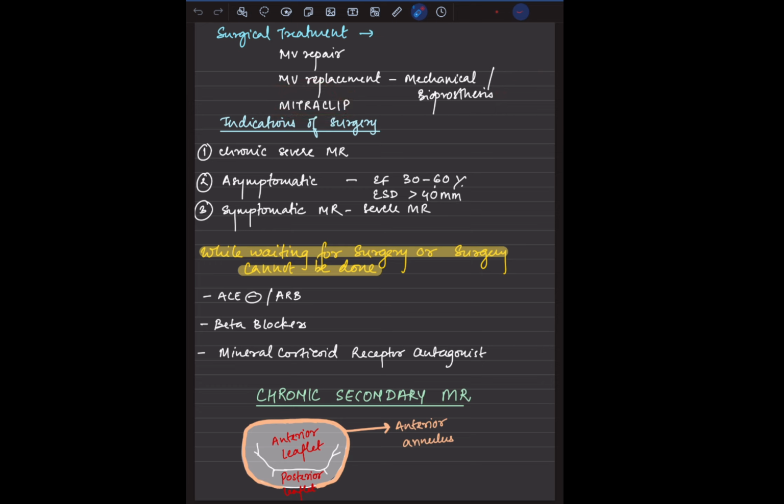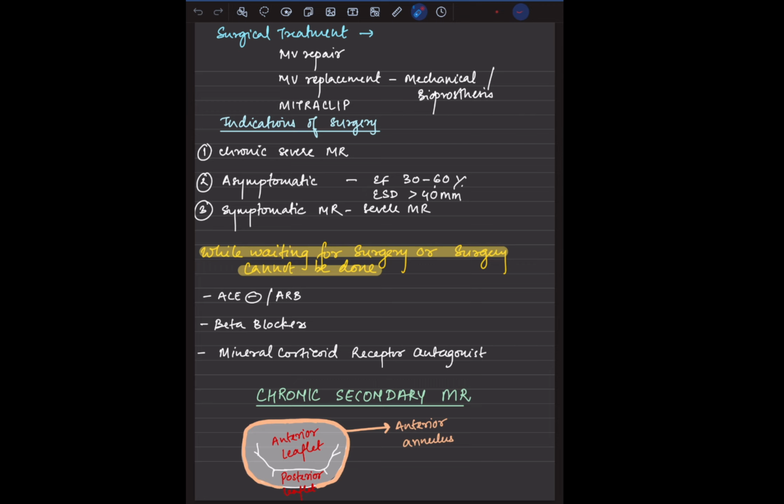Now, the indications for surgery include chronic severe MR, and obviously a decompensated one we cannot leave, right? And if the patient is asymptomatic but the ejection fraction is say 30 to 60%. Symptomatic MR is a severe MR. So symptomatic MS is a severe MS, symptomatic AR is a severe AR, and symptomatic MR is a severe MR. So you have to treat the patient.